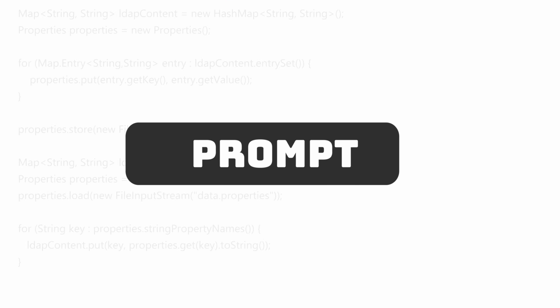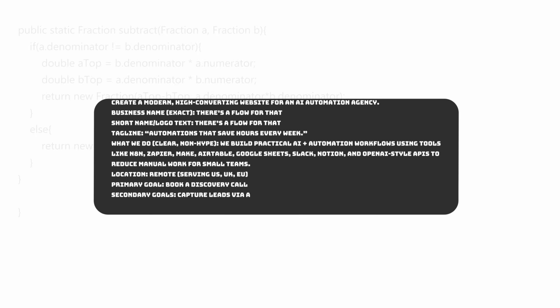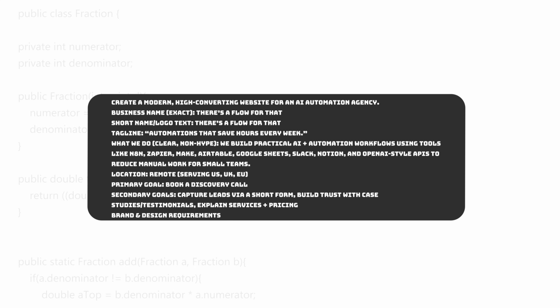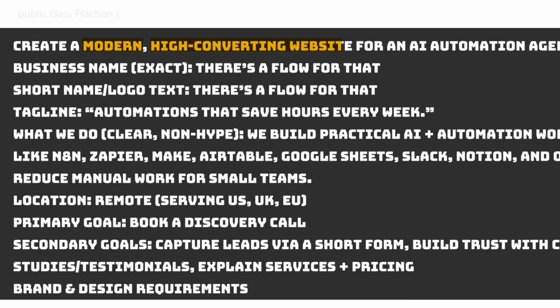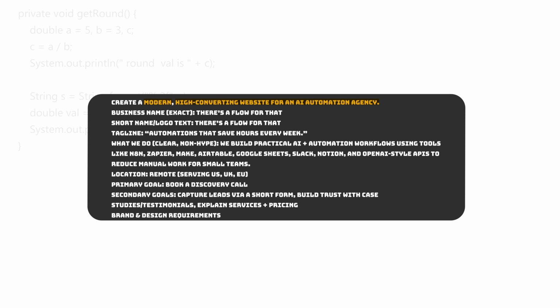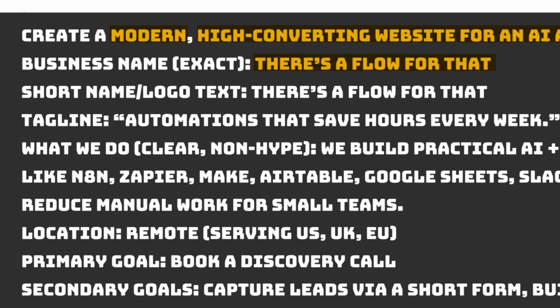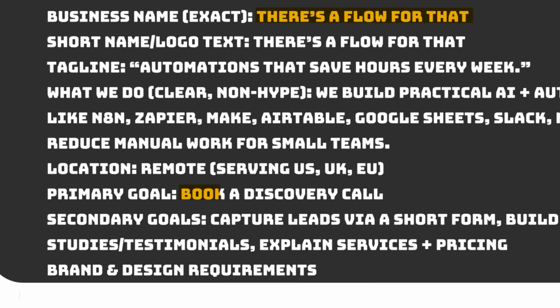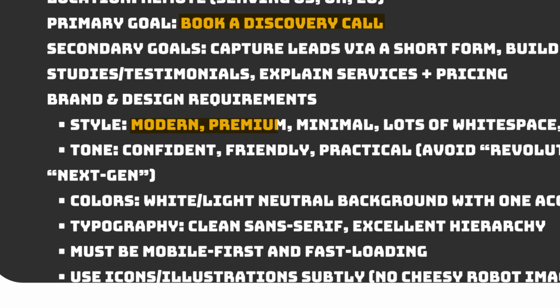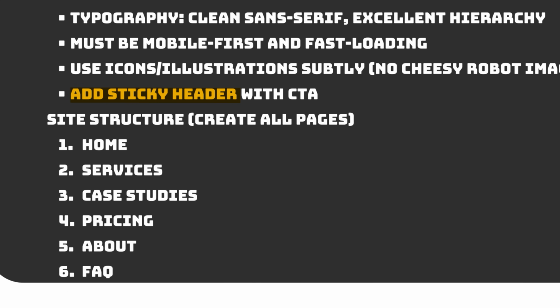First of all, let's set up our set of instructions, which is the prompt. We're gonna use the same exact prompt for all of the tools that we're gonna test in this video. I want them to build a modern, high-converting website for an AI automation agency. The name of the business, there's a flow for that. The primary goal of the website is to book a discovery call. I want the style to be modern, premium, minimal, lots of white space and clean grid. I want a sticky header with call to action.